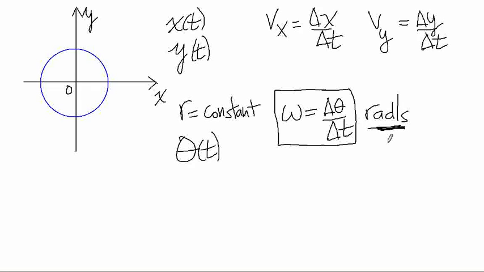Now if you wanted to use revolutions per second for some reason, you would be talking about angular frequency. Angular frequency is denoted by the variable f, and if omega is given in radians per second, then omega over 2 pi is equal to the angular frequency. I said that you're dealing with angular frequency if you're using revolutions per second. You can also refer to that as cycles per second.